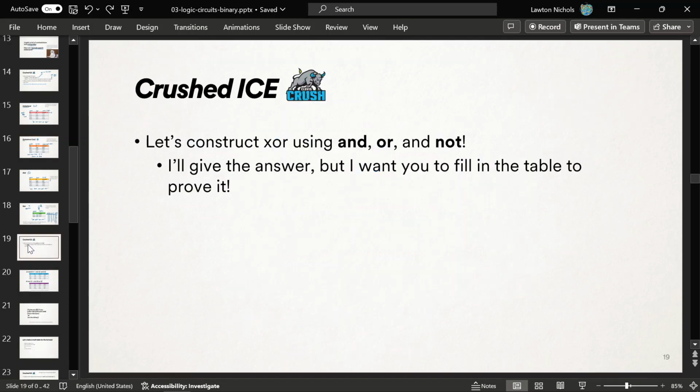I'll give you the answer, but I want you to fill in the truth table to show it, all right? So here's the answer. A exclusive or with B is equivalent to (not A and B) ORed with (A and not B). Okay?